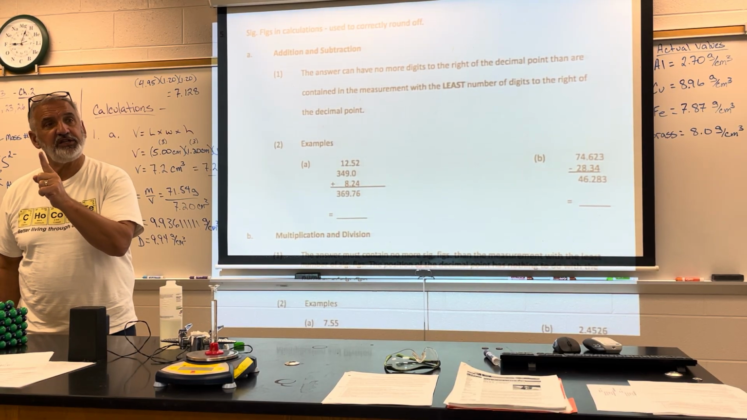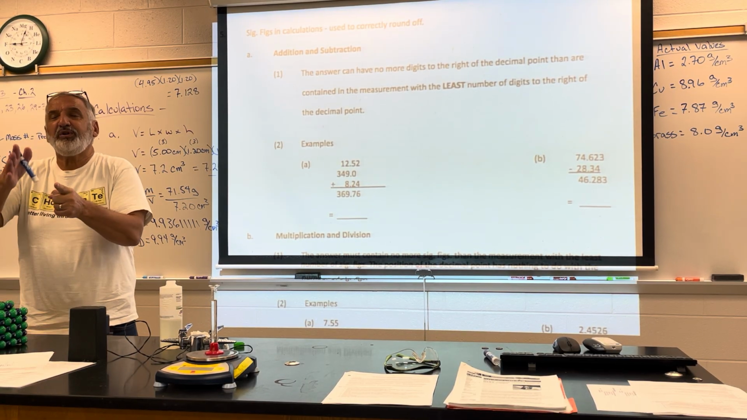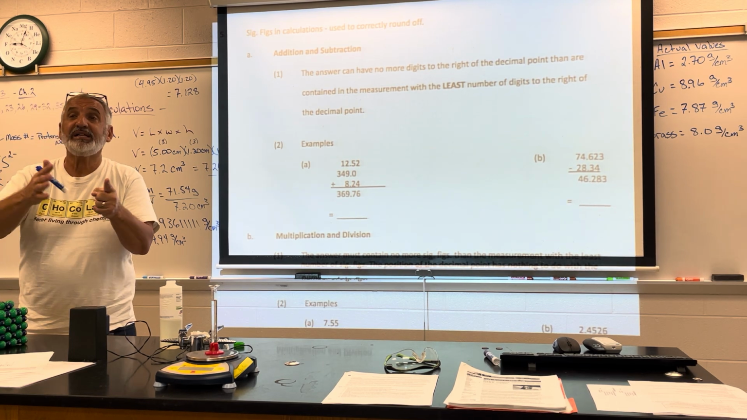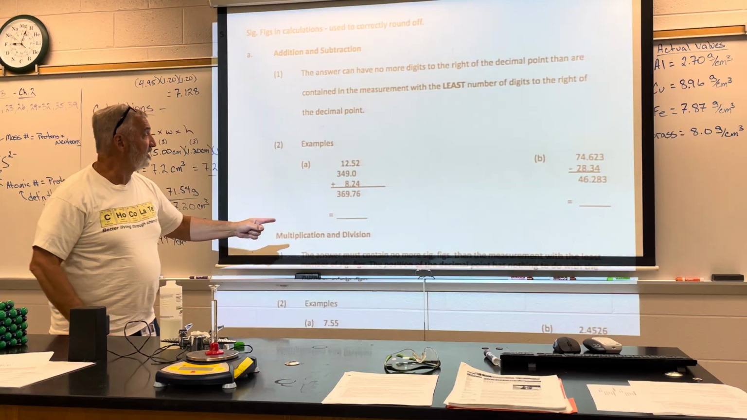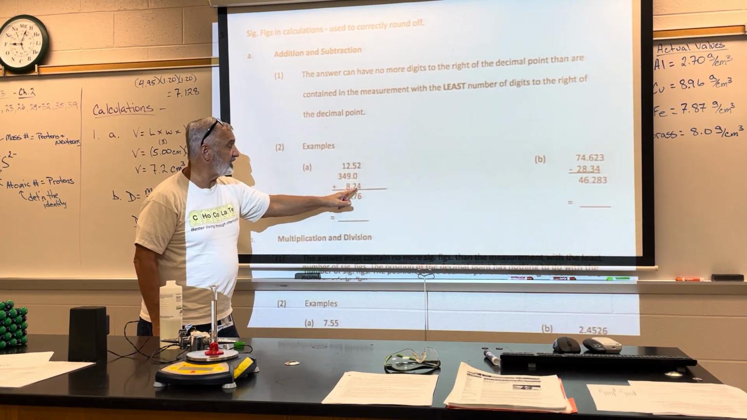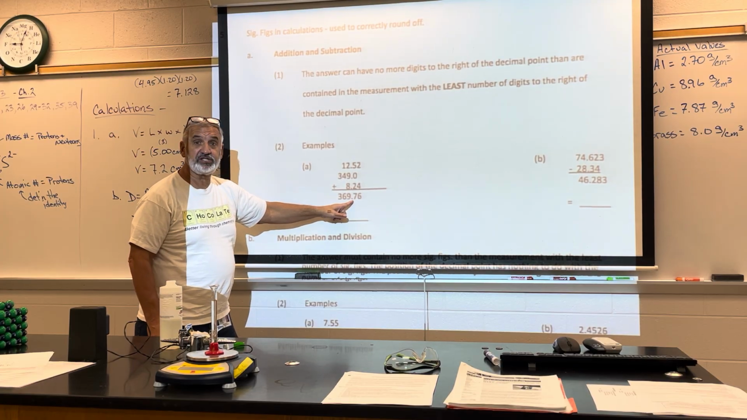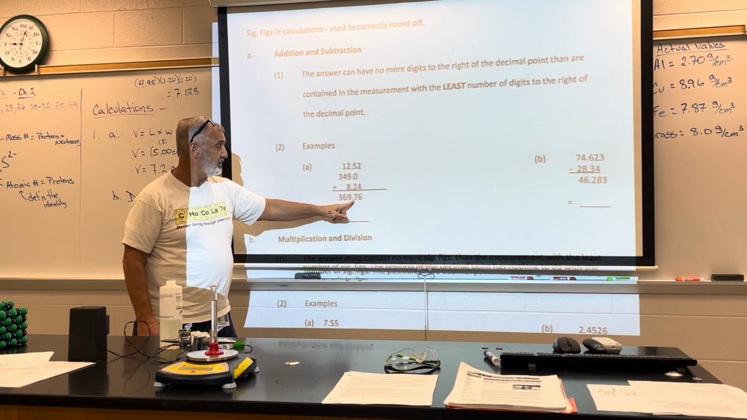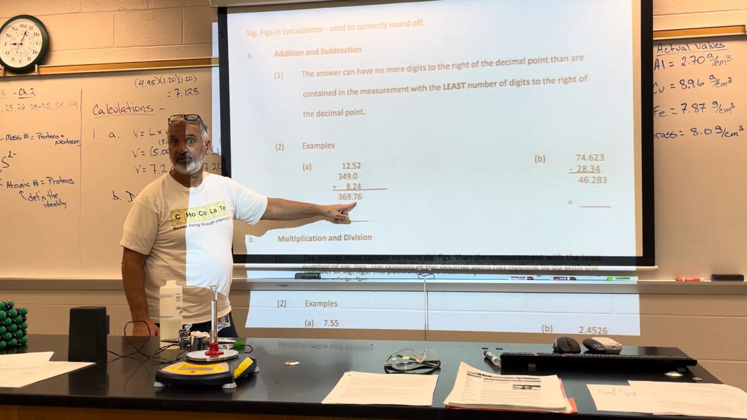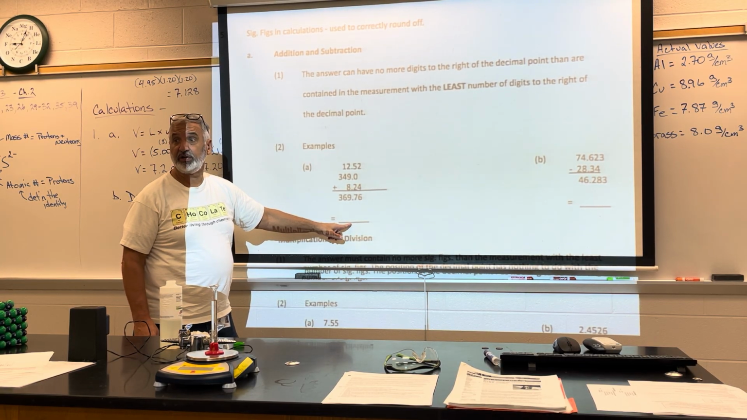So your answer for addition and subtraction is limited by the number with the least number of decimal places. That's how many decimal places you can have. In this case, this 1 decimal is the least accurate measure, so I can only have 1 decimal. So what would we round this to? 369.8, correct? So 369.8 would go right here in your notes.